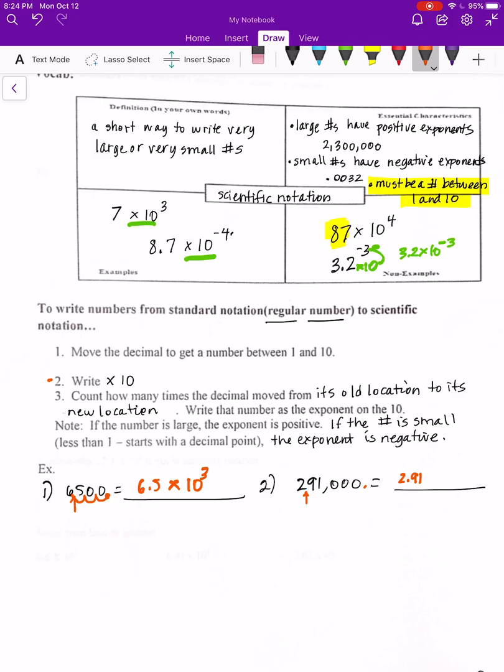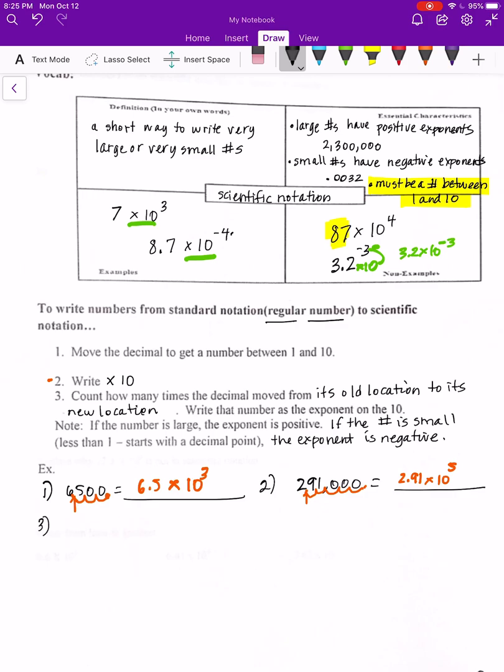Now, I keep writing until the zeros start repeating, and then I don't have to write those anymore. So 2.91, that's 2 and 91 hundredths. That's between 1 and 10. Step 2 is write times 10. And now I count how many times it moved from its old house, 1, 2, 3, 4, 5, to its new location. And I put it as the exponent on the 10. Okay? All right, so let's write an even larger number.